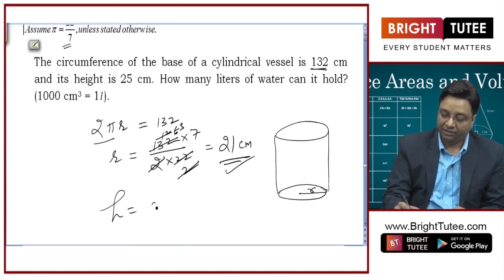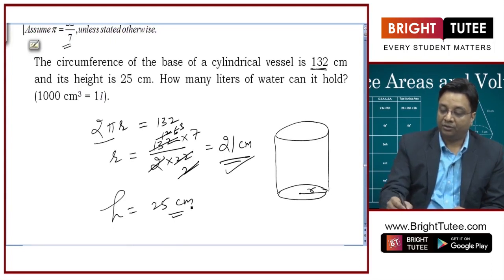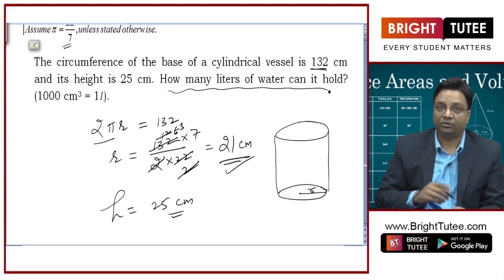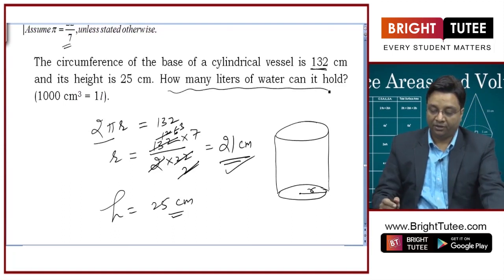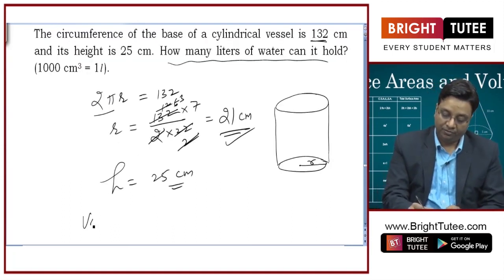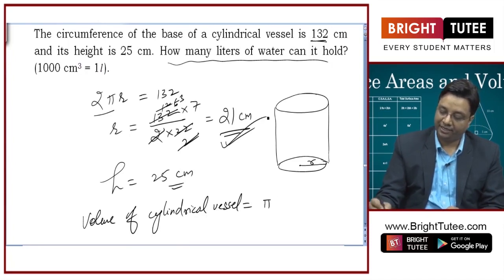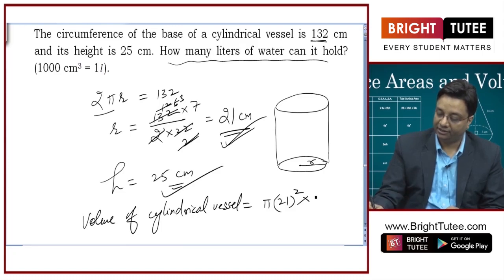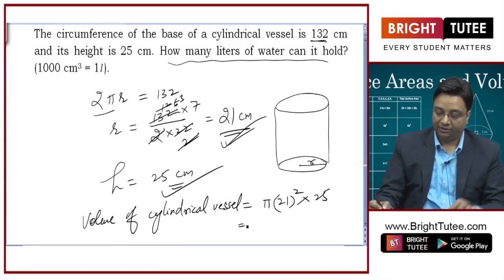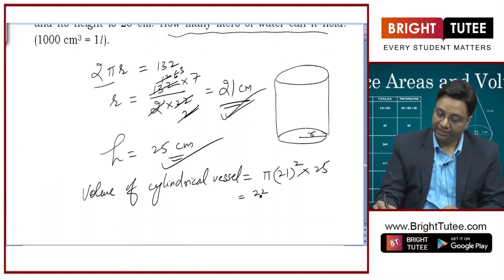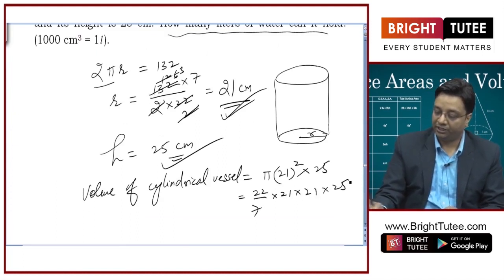Height h is 25 centimeter. Now how many liters of water can it hold? So let us talk about the volume first. In centimeter cubes, volume of cylindrical vessel is pi radius squared, that is 21 squared, height h, that is 25. So let's simplify it. Pi can be taken as 22 by 7, then 21 into 21 into 25.